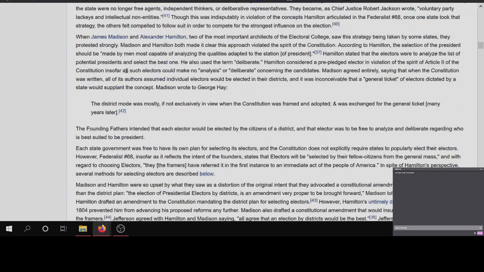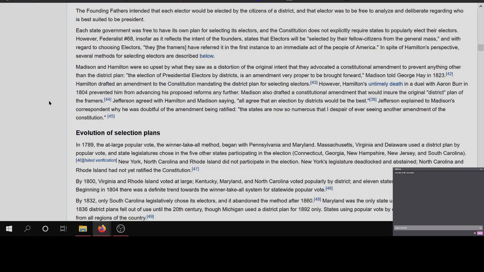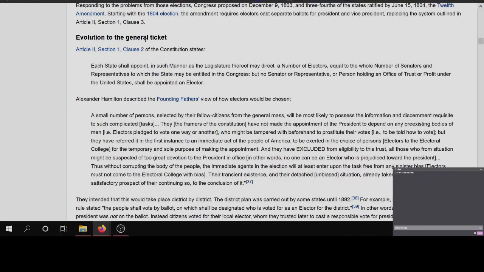So this will be under the general ticket. Founding fathers intended that each elector would be elected by the citizens of a district, and that electors were to be free to analyze and deliberate regarding who is best suited to be president. Madison and Hamilton were so upset at what they saw as a distortion of the original intent that they advocated a constitutional amendment to prevent anything other than the district plan. So yeah, they were so opposed that they actually wanted to overturn it.